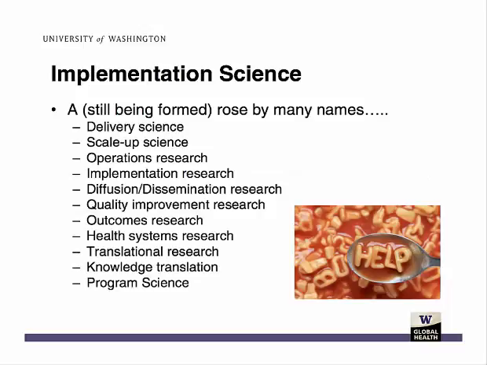Implementation science is a new and still being formed field. And there are a lot of different terms that you may have heard or you will hear, like delivery science, scale-up science, operations research, implementation research, diffusion and dissemination research, quality improvement research, health systems research, outcomes research, translational research, knowledge translation, and program science. There's no core definition of implementation science. However, there are attributes across all these definitions that are important to consider.